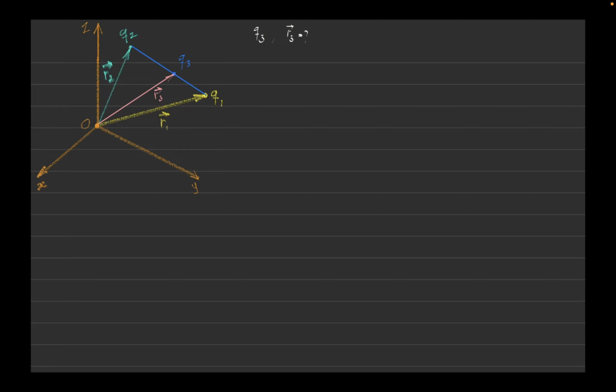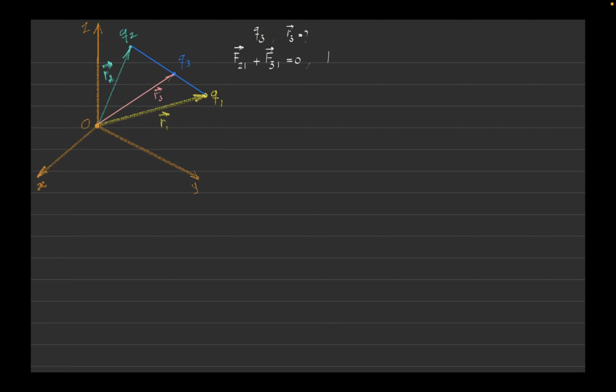Let me clarify what I mean here. Let us concentrate on Q1. We know that the net force acting on Q1, according to the problem, should be 0. What does it mean? It means that the force exerted on charge 1 by charge 2, let me denote it in this way, F21, plus the force exerted on charge 1 due to charge 3, F31, is equal to 0. This is the net force acting on charge 1.